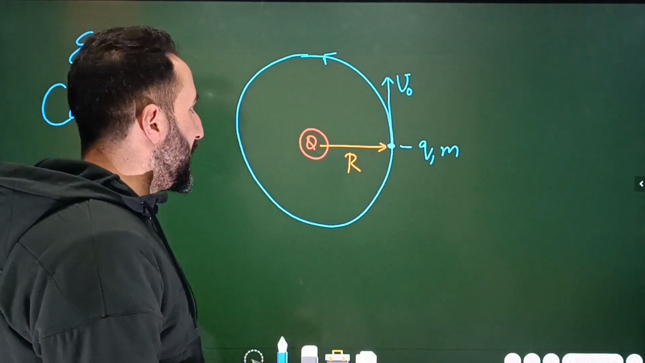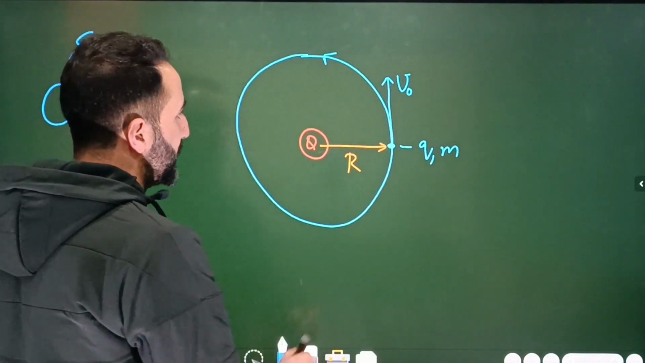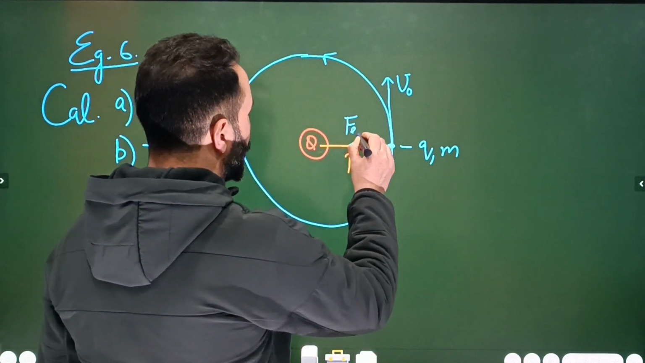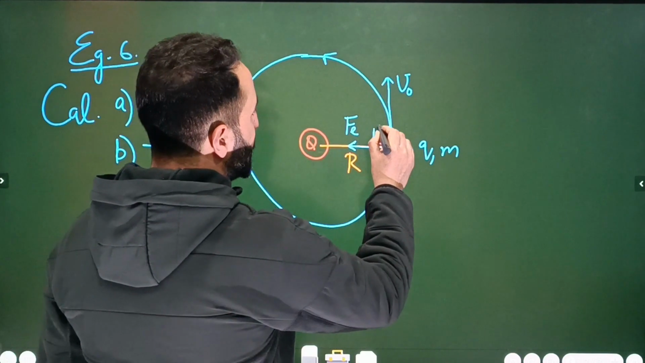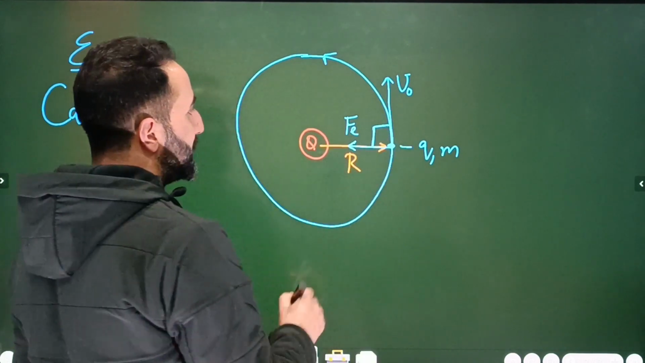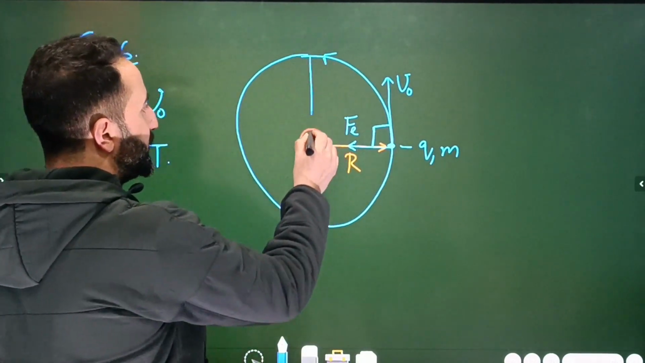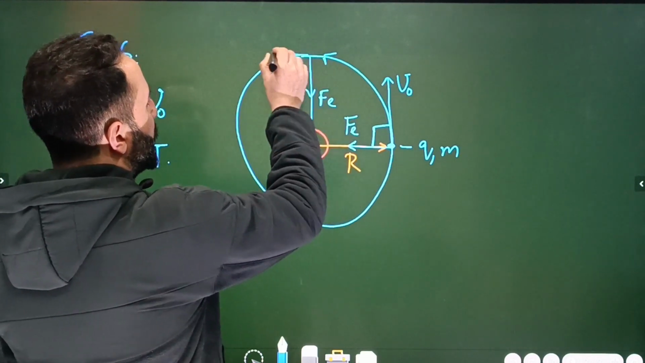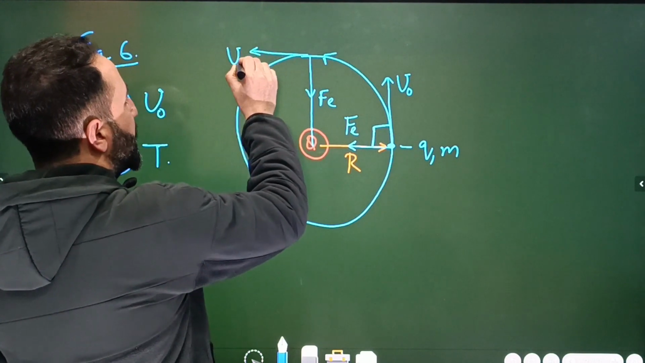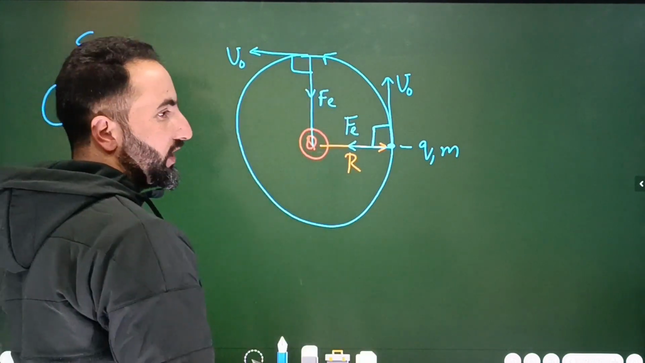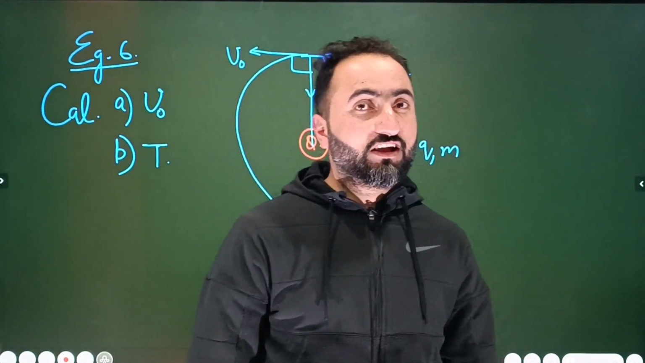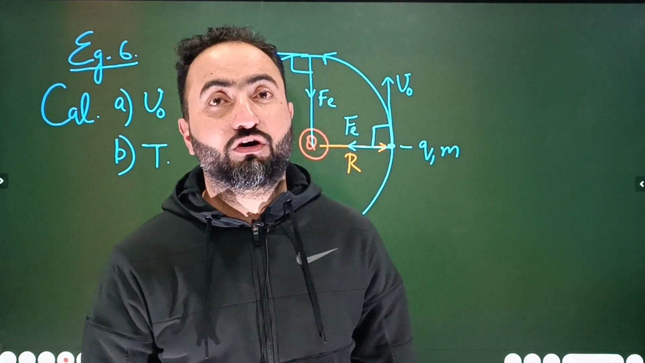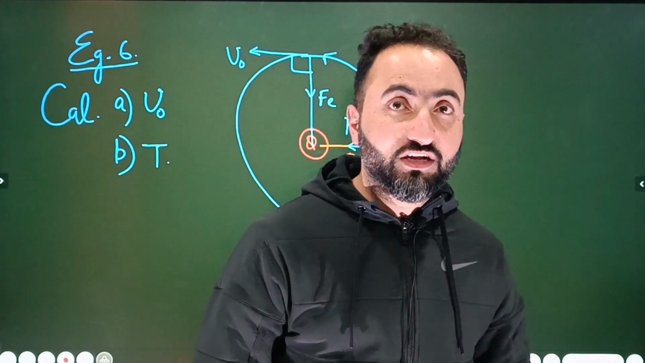So here, the force on this particle, which force is it? It is in this direction, and that is this electrostatic force. And you see that they are mutually perpendicular, isn't it? Anywhere you look, they are mutually perpendicular, like here. So the electrostatic force will be here downwards, and the velocity will be tangential, again they are mutually perpendicular. So this electrostatic force satisfies the condition that the force must be perpendicular to velocity. Only then can the particle move in a circular path.